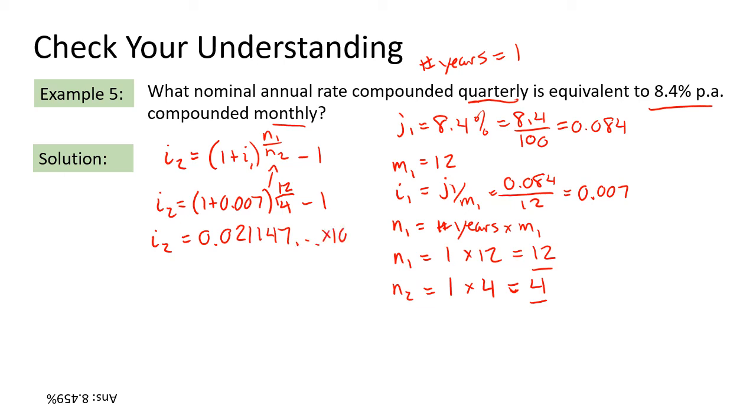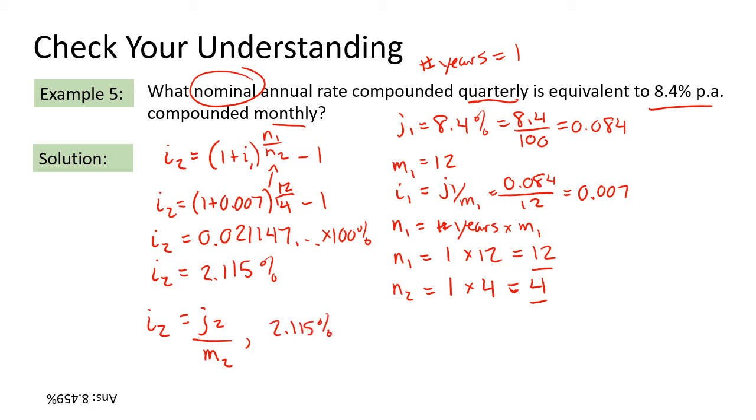And if you're converting that to a percentage, you get a periodic interest rate of 2.115%. Again, I'm rounding that. All right, so that's a periodic interest rate. It asked for a nominal rate. So remember, periodic interest rate is equal to the nominal interest rate divided by the number of compounding periods per year. So that means the 2.115% that we calculated is equal to the nominal interest rate divided by 4, because this one is compounded quarterly.